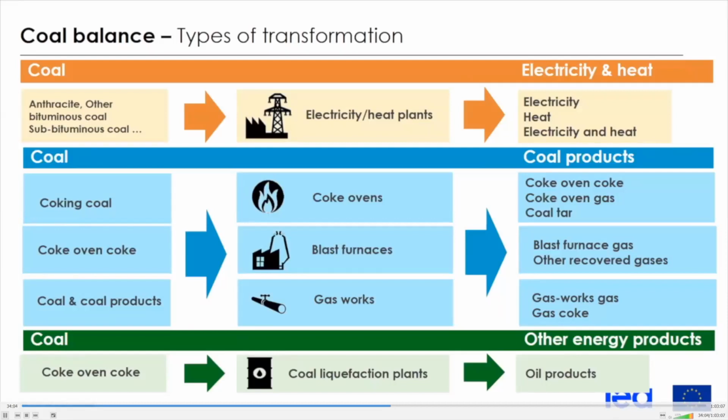various industries, such as coke ovens to create coke oven coke. Those products are used in blast furnaces for metallurgical activities. And finally, you can have some coal used in gas works to generate gas works gas and gas coke. One last part, which in Africa is only used in South Africa, but is good to remember about.